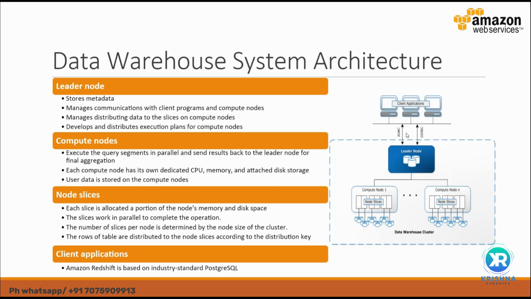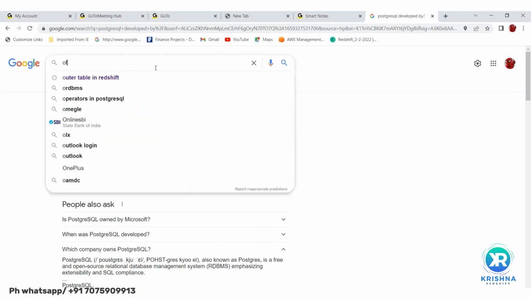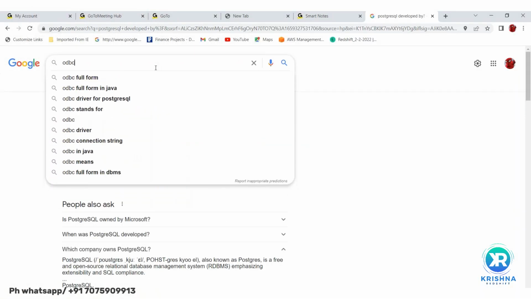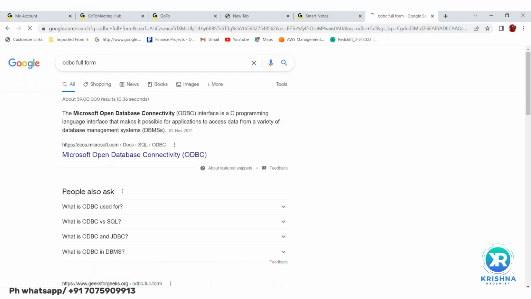Any abbreviation, sir? JDBC, ODBC? Yeah, Java Database Connectivity, and ODBC. I think open, or just let me say. J means Java Database Connectivity. ODBC means the Microsoft Open Database Connectivity. Okay, so these drivers are required to connect to the server.